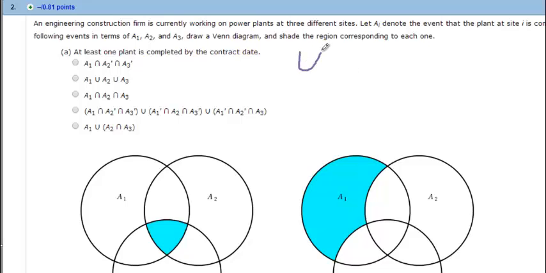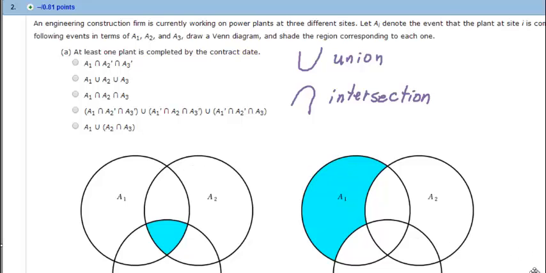Now this U that you're seeing, that symbol there, represents union. And the union means A1, A2, that just means everything. Intersection means what's in both. Tell me what's common to both.